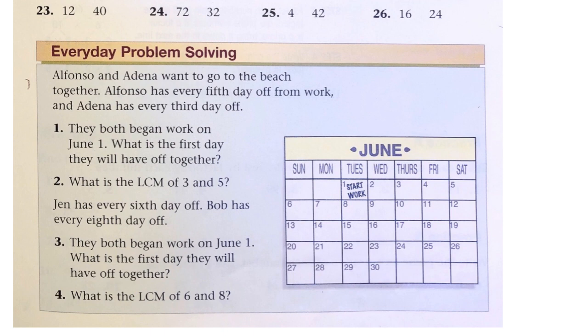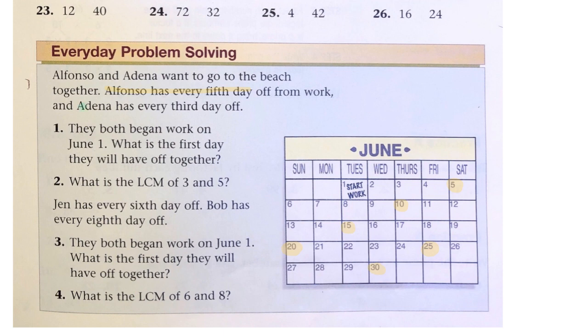So what if we had Alfonso in yellow? Every 5th day he gets off. So 1 times 5, and then 10, and then another 5 is 15, another 5 is 20, 5 more is 25, and then 5 more is 30. So there's all of Alfonso's days off.